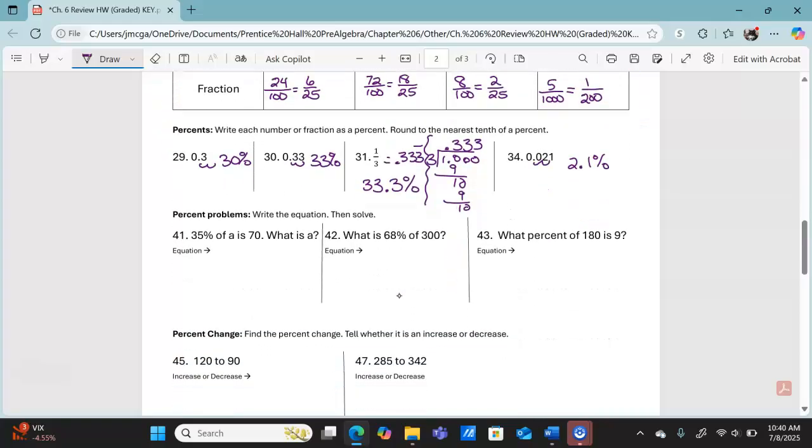41, 42, and 43, you're going to write an equation and then solve. So 35% is going to be written as 0.35 of A, of means multiply, is 70. Divide both sides by 0.35. And we're going to do the longhand over here.